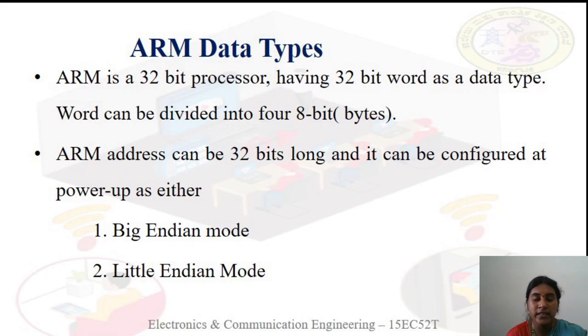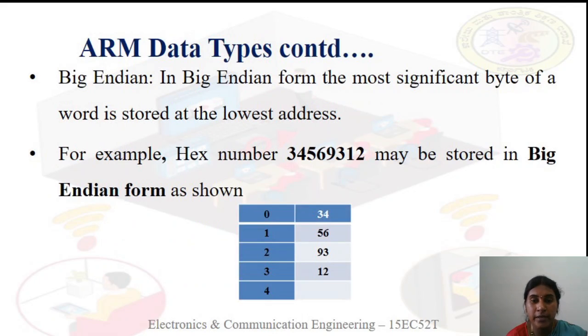While storing the 32-bit data into memory, we can go for 2 possible modes, that is big endian and little endian. Now we will see what you mean by big endian mode. Big endian mode means that in the 32-bit word, the most significant byte is stored in the lowest address.